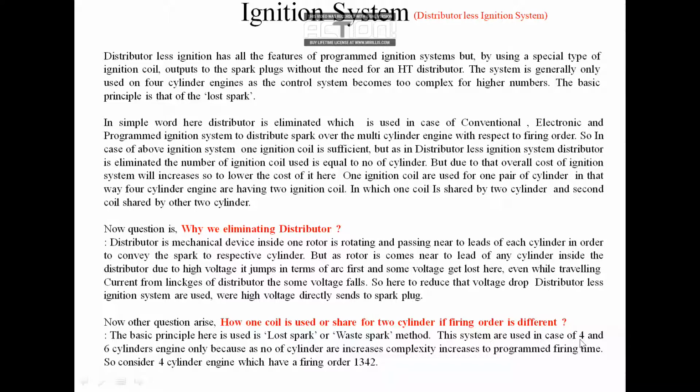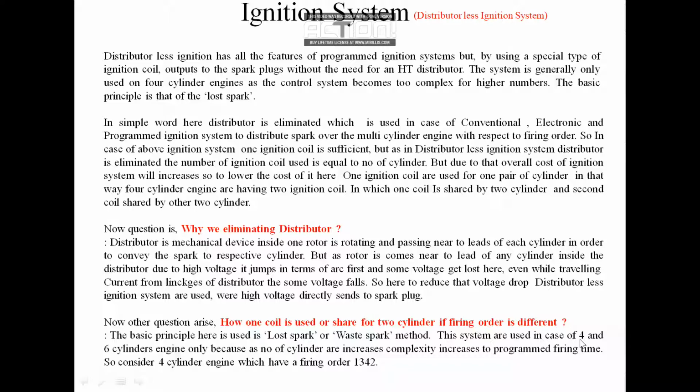But one thing is different in case of the distributorless ignition system. Here the distributor is completely absent. We are not at all using a distributor. There may be two types of distributorless ignition system present in the automotive market. One is the waste spark type or non-waste spark type. First of all, we will see what is the non-waste spark type.